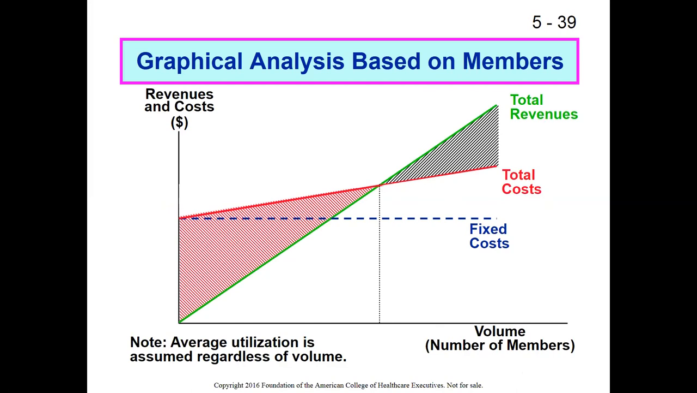Now, total revenues are back to being an upward sloping line, right? Where if I have 0 members, then I get 0 reimbursement, or I get 0 revenues. If I have a lot of members, I get a lot of revenue. So this looks like the fee-for-service graph, right? And it's essentially the same graph in terms of where the lines are, but what the lines mean is a little bit different.